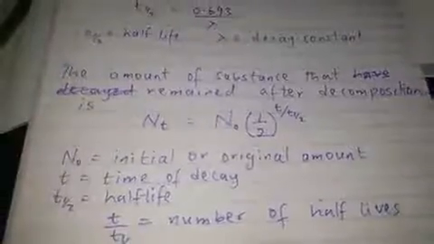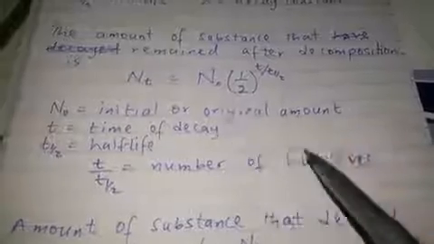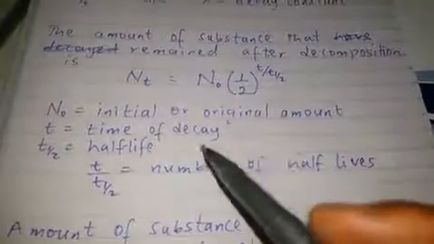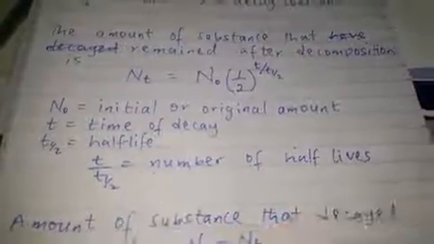I would also like you to know that T over T half is also what we call number of half-lives. So you can be asked to calculate number of half-lives. It is T over T half. Now we'll move further from there.